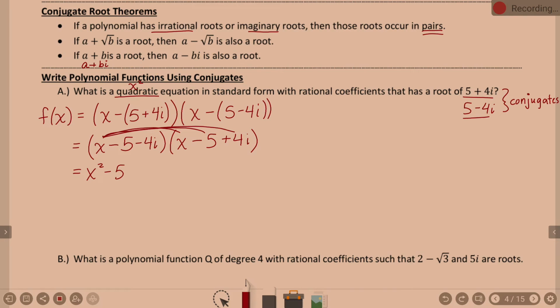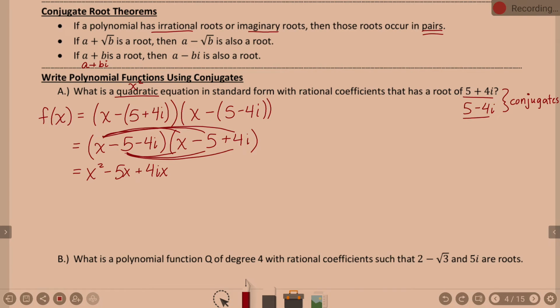Minus 5x. X times 4i, plus 4ix. Okay? Now I'm going to repeat that process, and now I'm going to use this negative 5. And I'm going to distribute it by everything in that middle, in that other parenthesis.